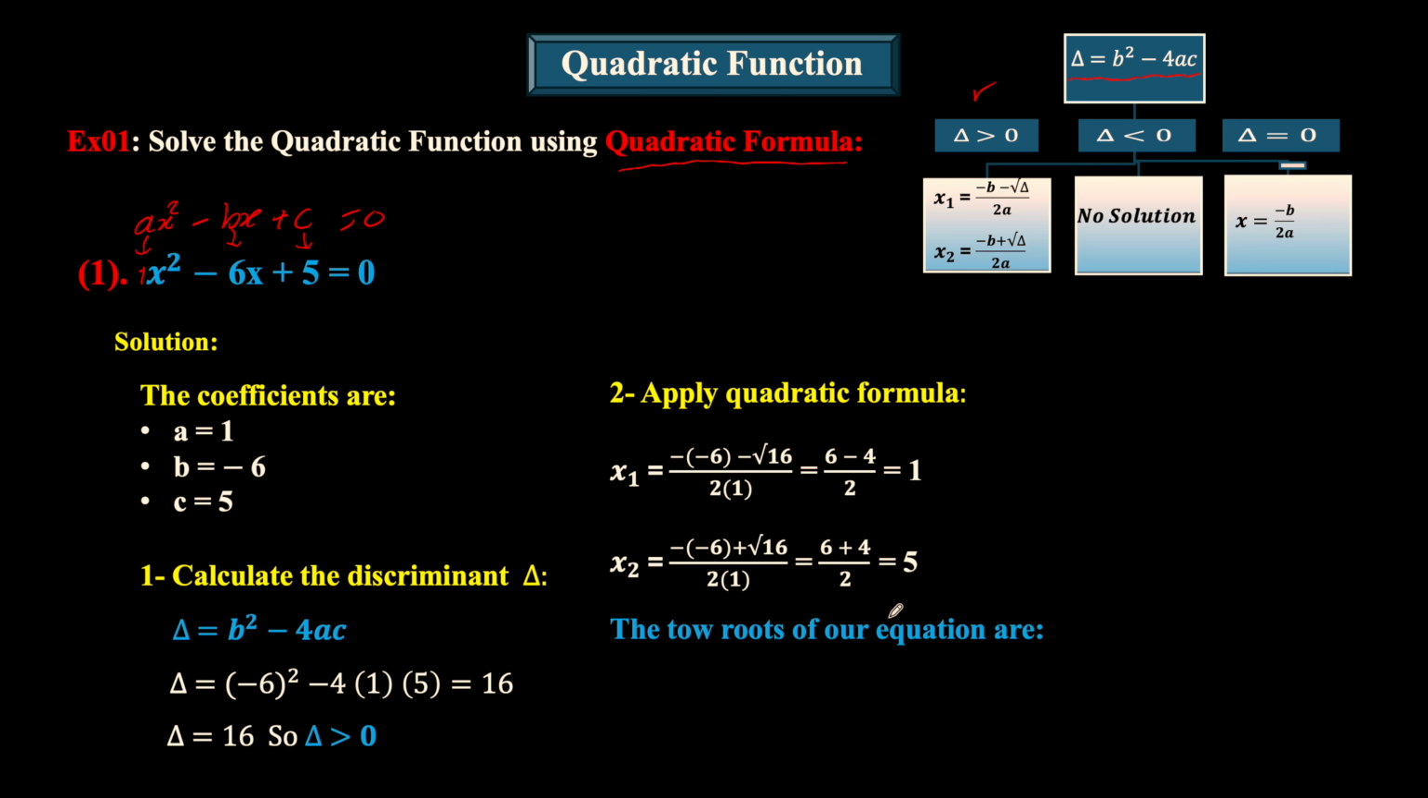So finally, as a conclusion, we have the two roots. The two roots of our solution are x1 is equal to 1 and x2 is equal to 5, okay, which are here, okay.